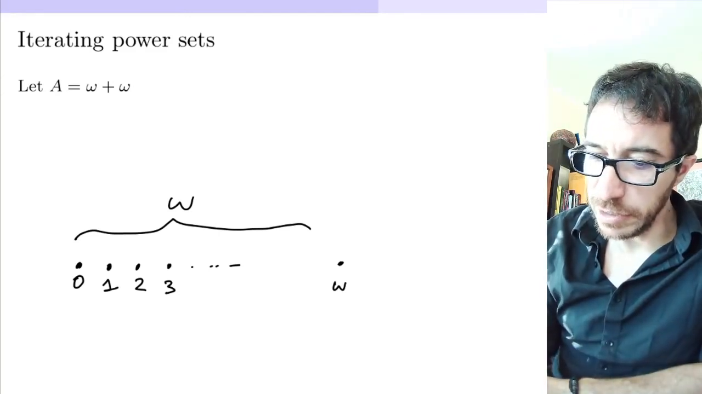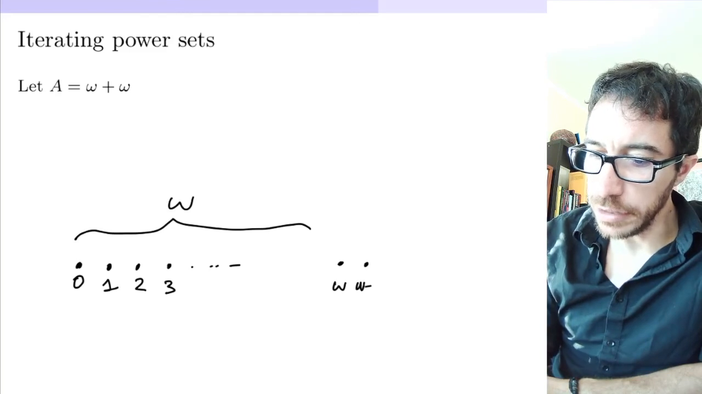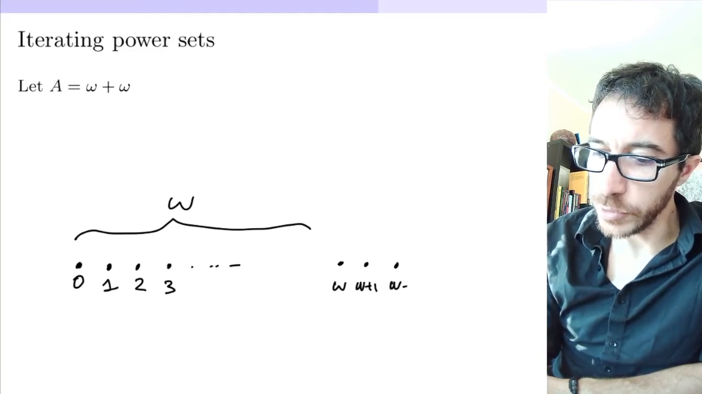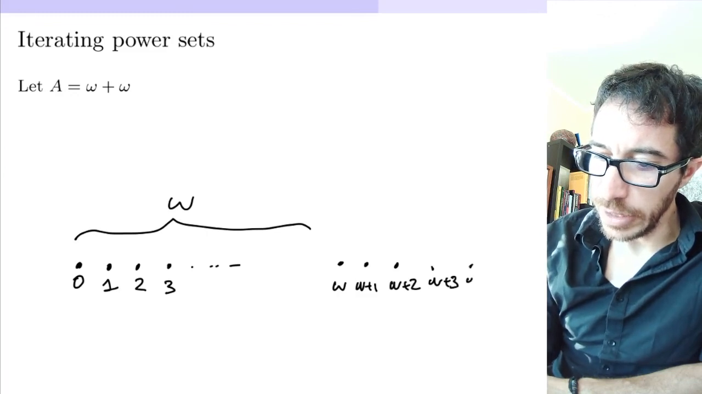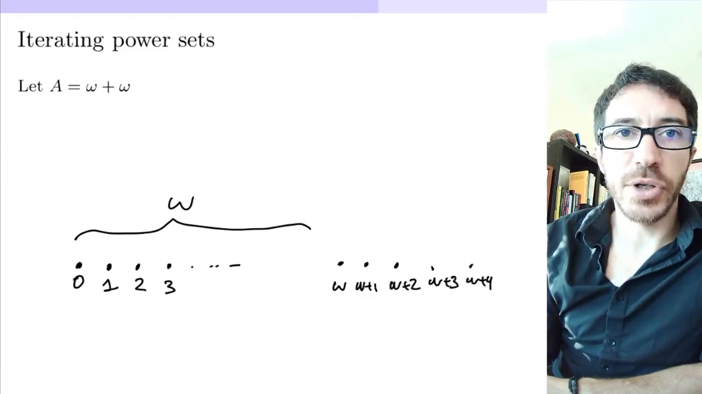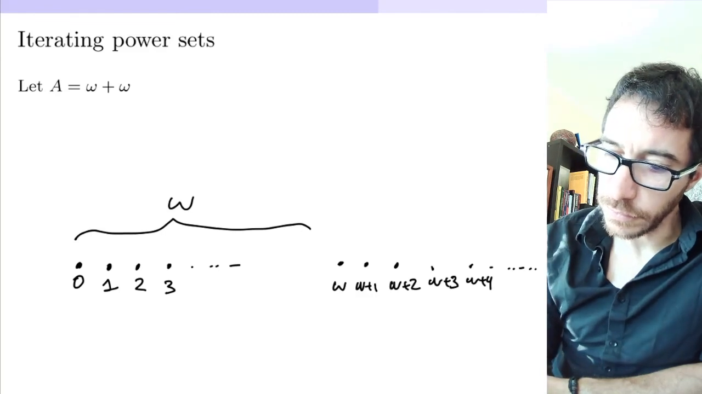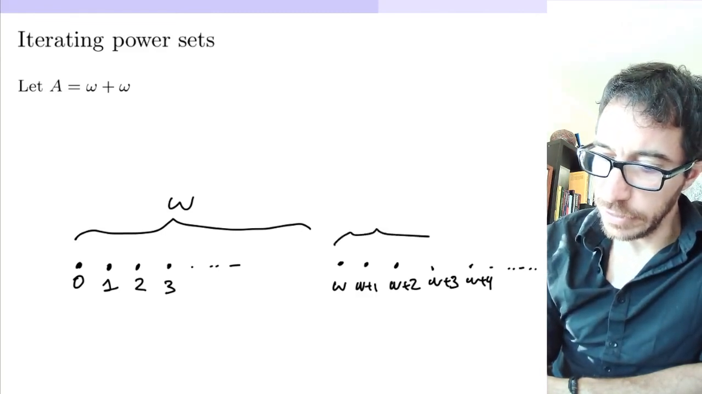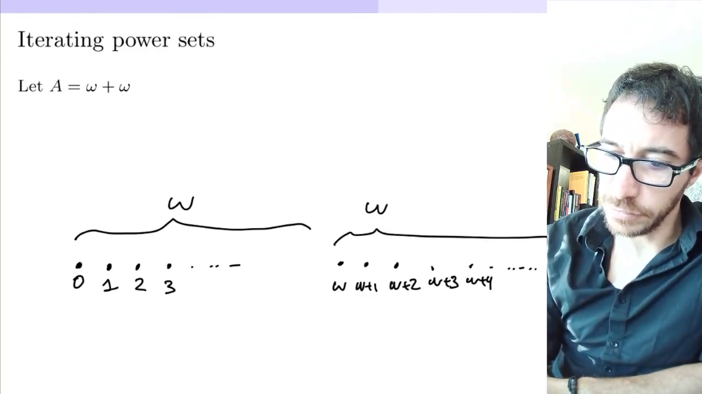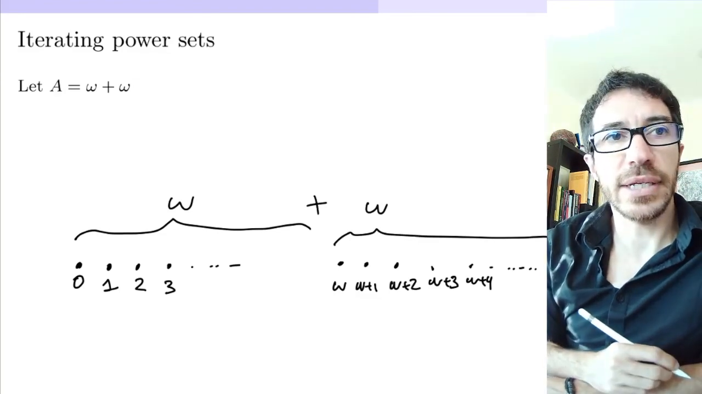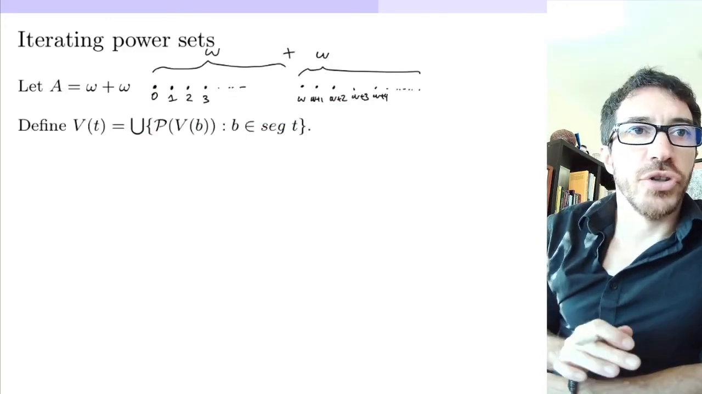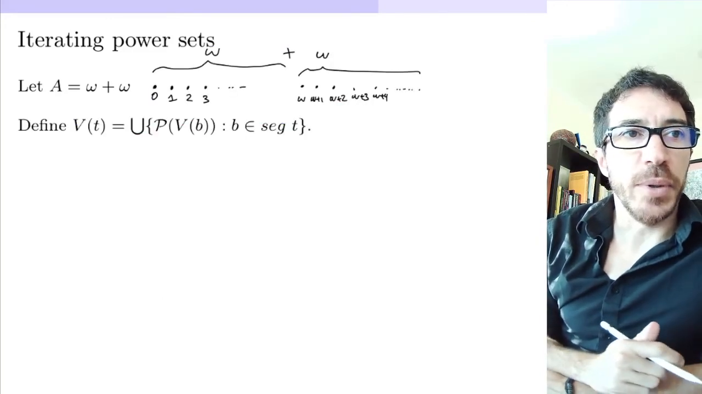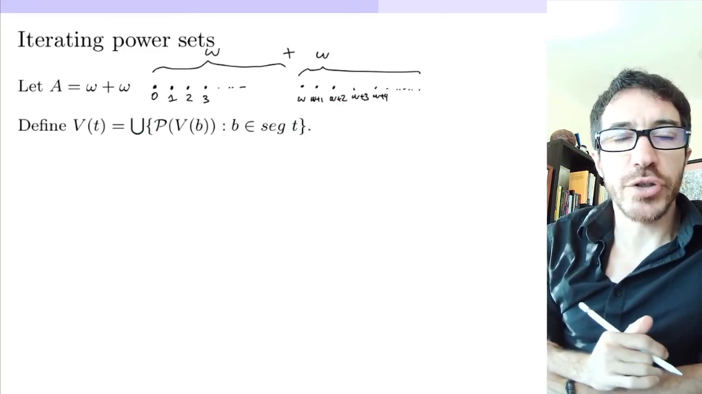And then comes another one that we're going to call omega plus 1, and then omega plus 2, and omega plus 3, omega plus 4, and this goes on. And here we have another copy of omega. Alright, so that's how this looks. So now we want to do the following. We want to define the extensions of this.